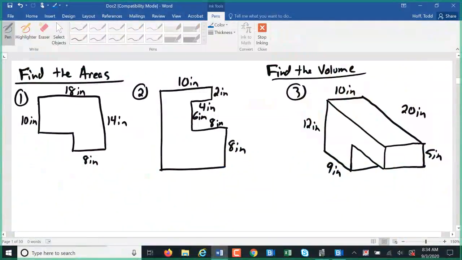Okay, I realize some of you might not be done yet, but let's go ahead and see what we have here. For number one, finding the area, the first thing we need to do is find those missing dimensions.